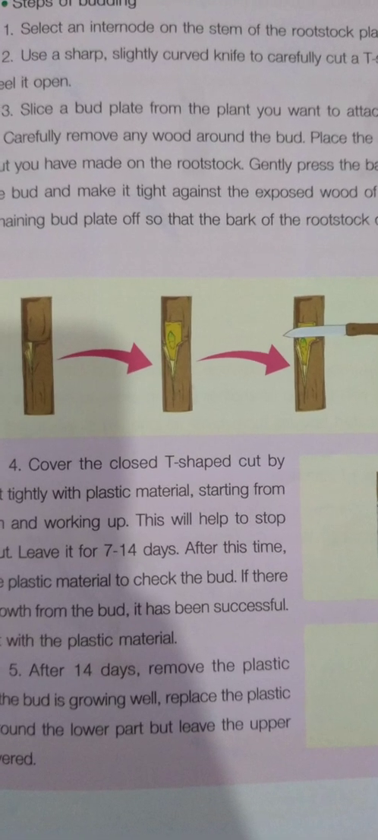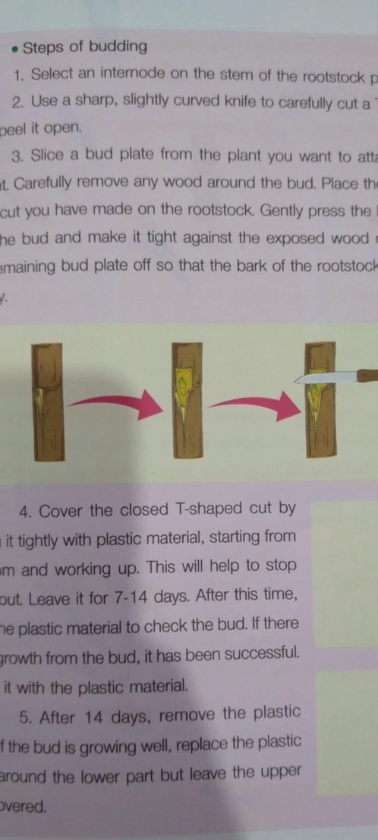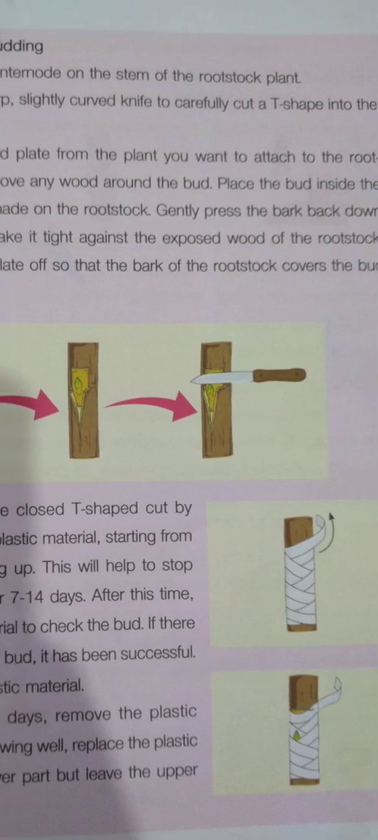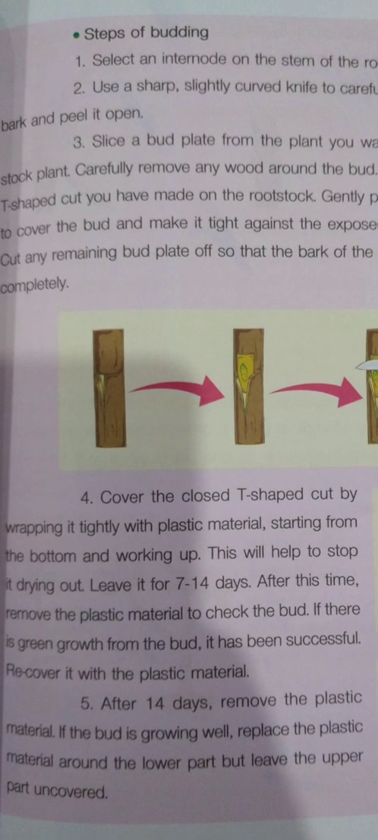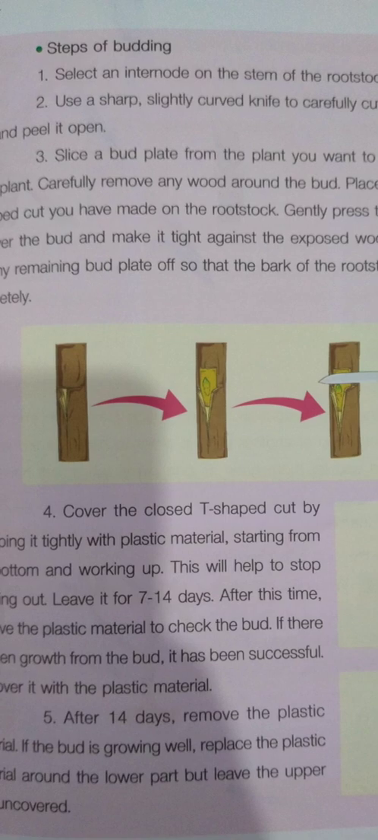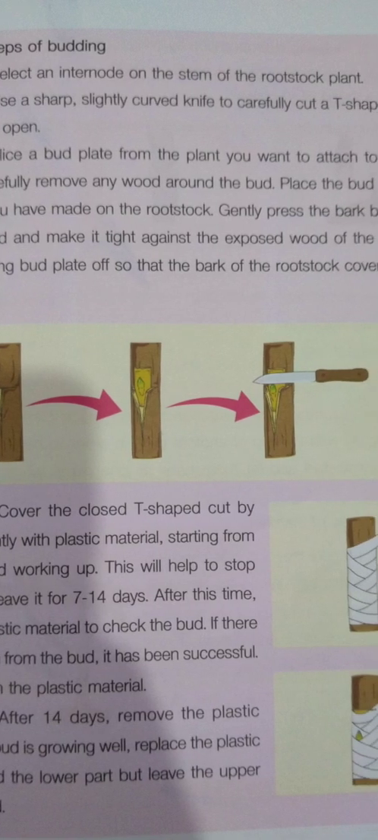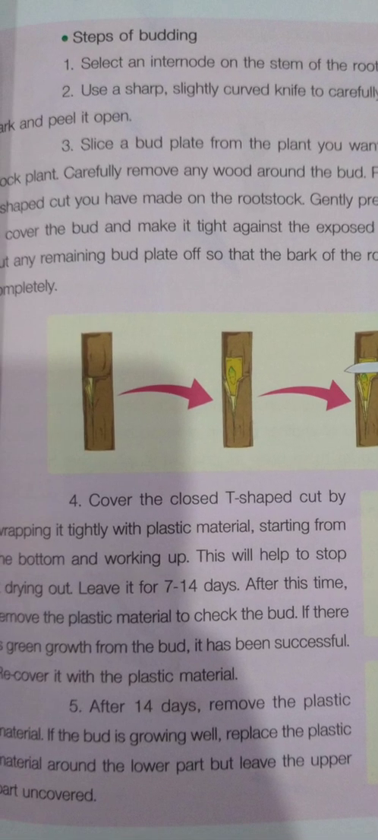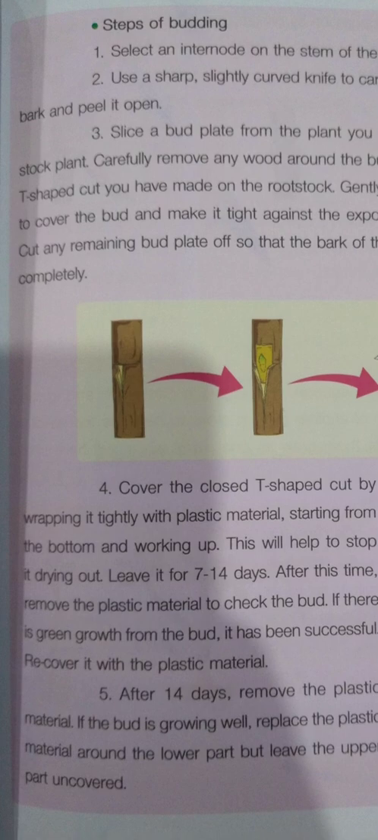Number 1, select an internode on the stem of the rootstock plant. Number 2, look at the picture. Use a sharp, slightly curved knife to carefully cut a T shape into the bark and peel it open. Here, picture number 1.